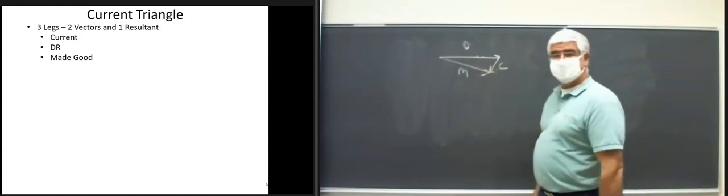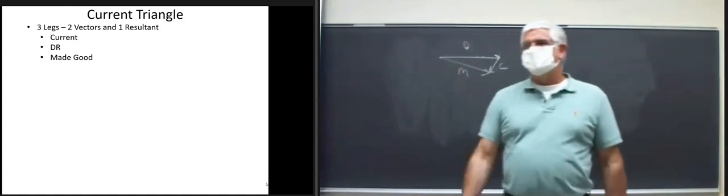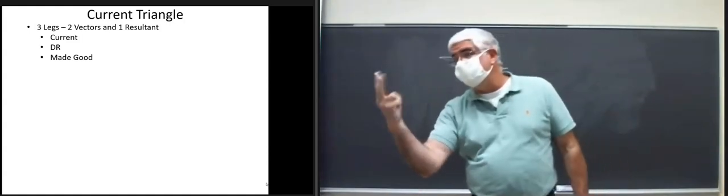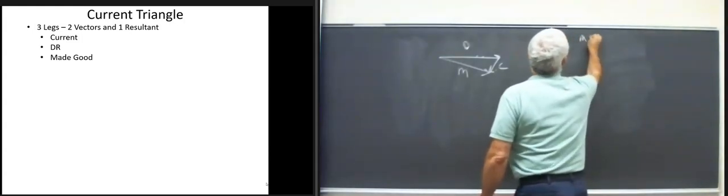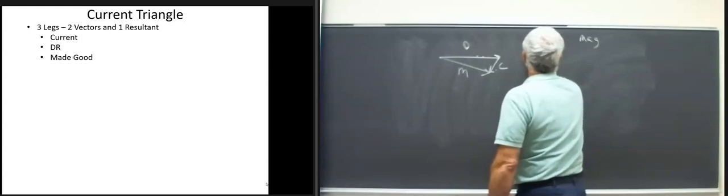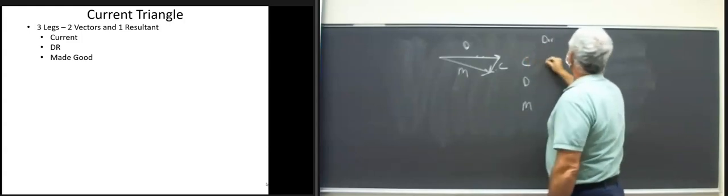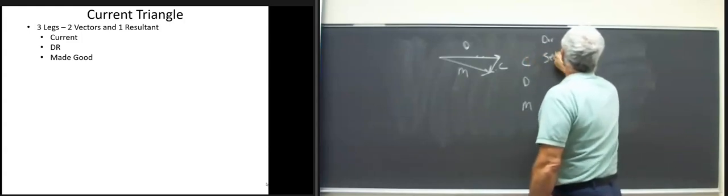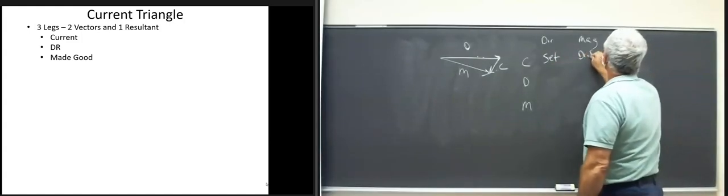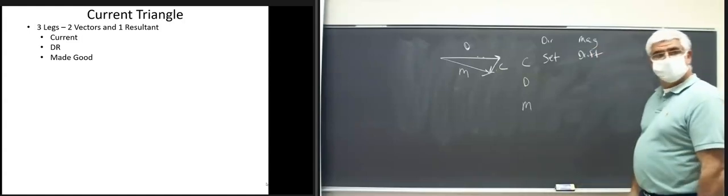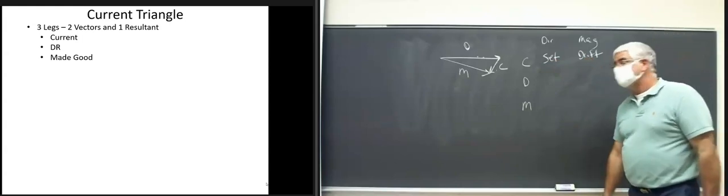Each one of these things has 2 components. You've got direction and magnitude. So you've got C, D, M. The direction of C is called set. The magnitude of C is called drift. The direction of the current is called set. The magnitude of the current is called drift.